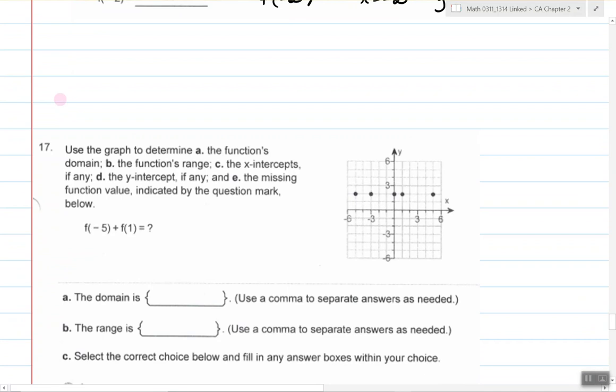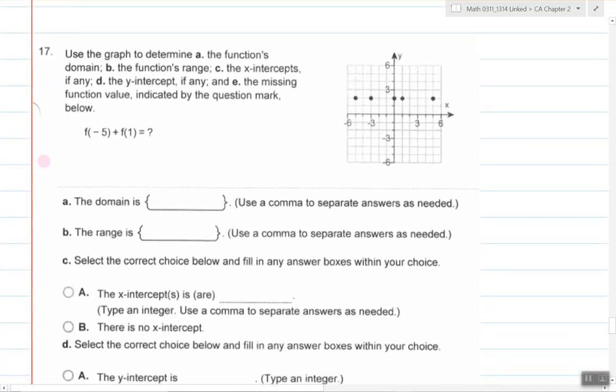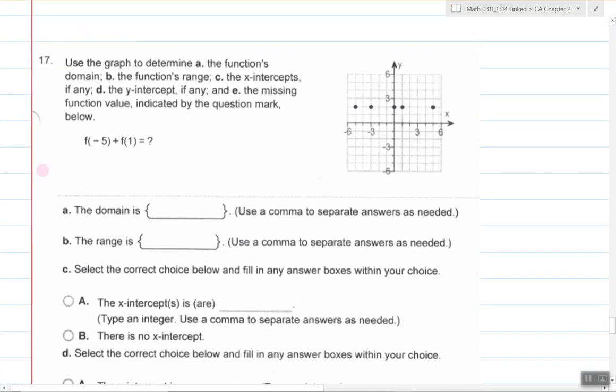All right, the last one. Now, we're really going to have to think about this.